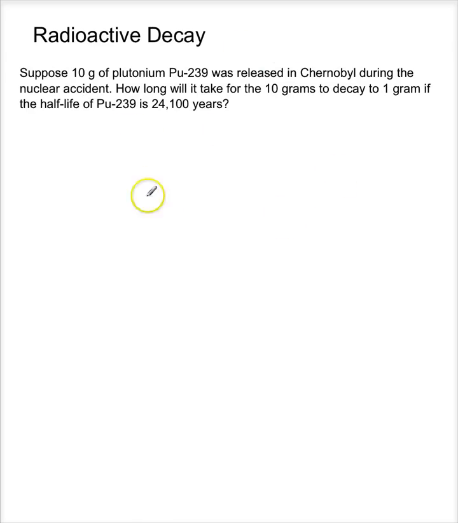We can also set this up for radioactive decay. Now in radioactive decay, we tend to talk about half-lives. Suppose I have 10 grams of plutonium released during a nuclear accident. What this tells me, this is my first point: when t equals 0, y is 10 grams. How long will it take for the 10 grams to decay to 1 gram? So I want to know the time when y is 1 gram.